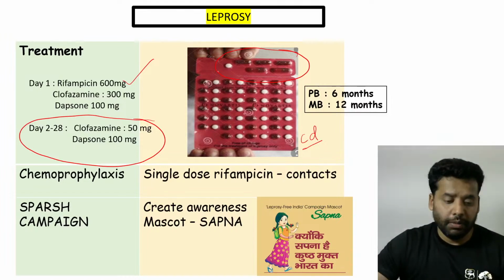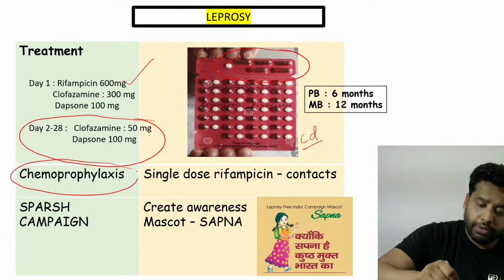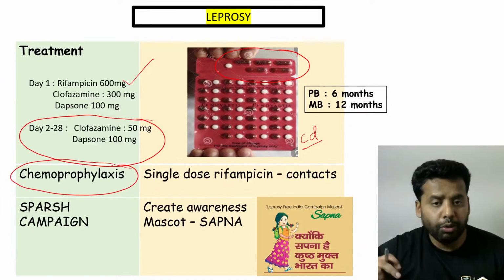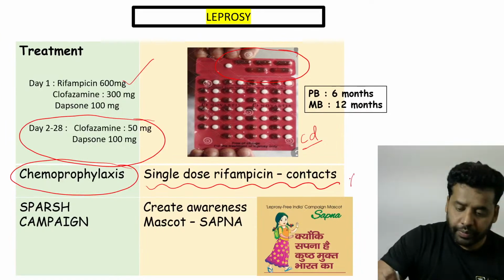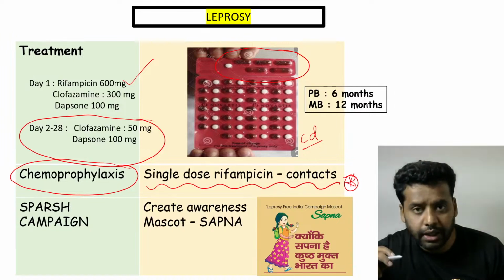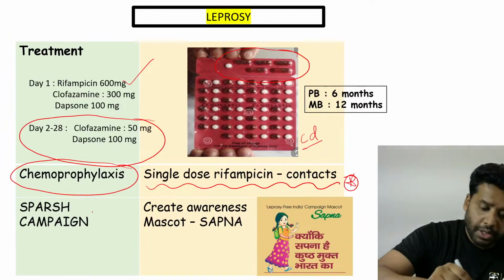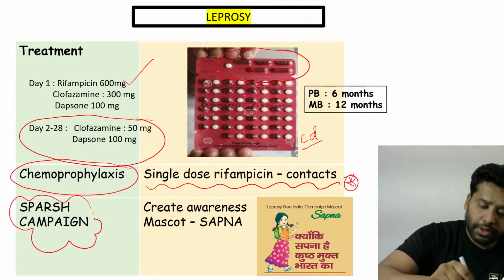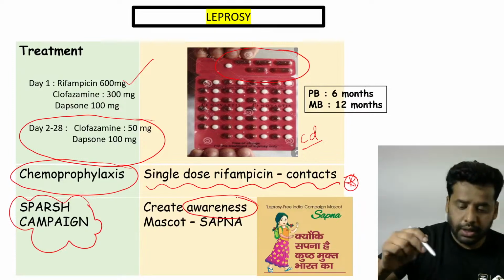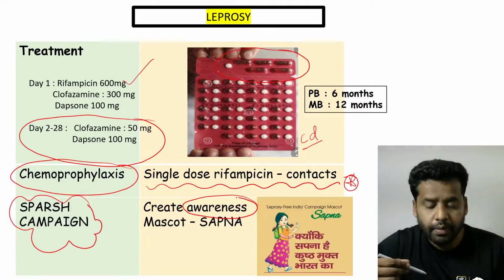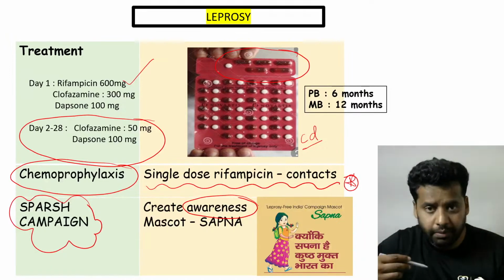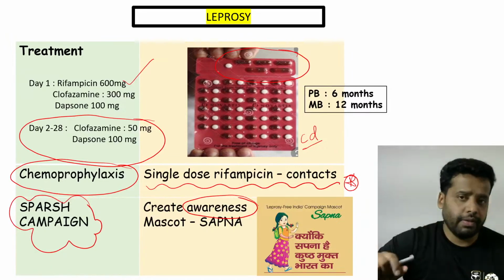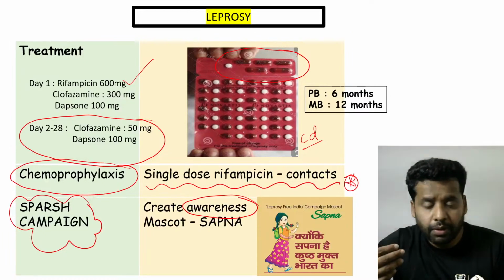6 months, 12 months. Chemoprophylaxis within the family. Contacts will be given chemoprophylaxis. Single dose rifampicin. This is the chemoprophylactic regimen. The Sparsh campaign is related to leprosy, where they want to create awareness of how leprosy spreads, what the treatment is, and how many months of treatment. Just a basic level of awareness we need to give for leprosy management.